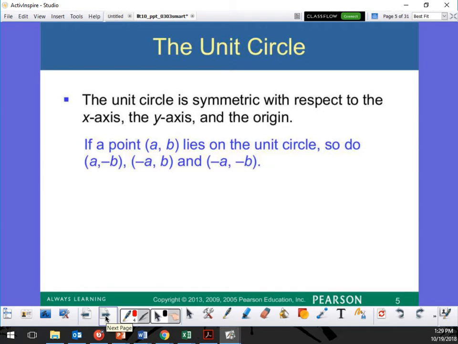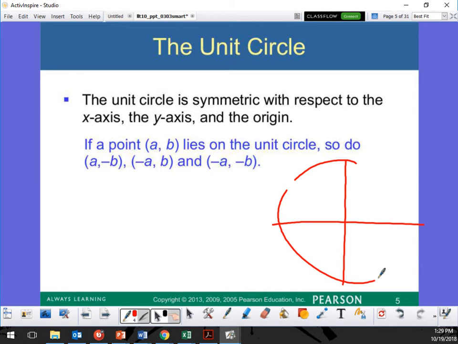Okay, here's the same thing that you have, the unit circle. Unit circle is symmetric with respect to the x and the y axis and the origin. Okay, the coordinates. Remember that in my coordinate circle, quadrant one, both values are?